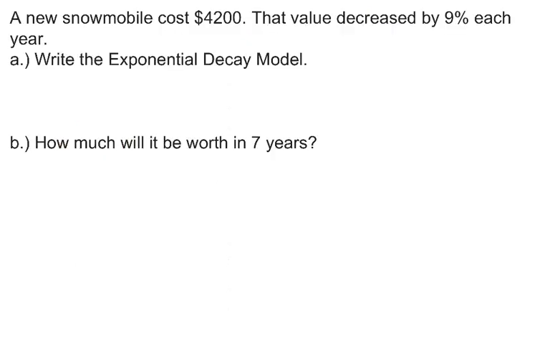Last thing, just some word problems. What about using the equations? All right, a snowmobile costs $4,200, brand new. That value decreased by 9% each year. Write the exponential decay model.